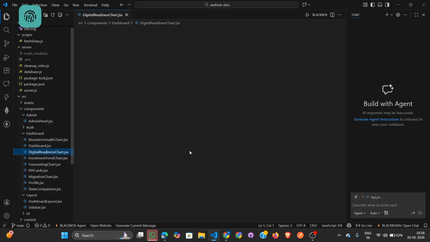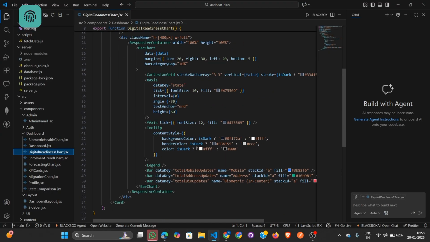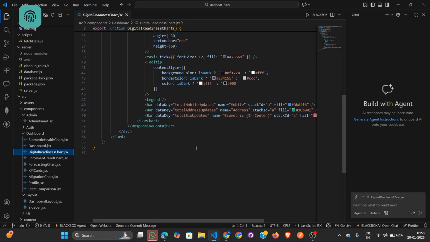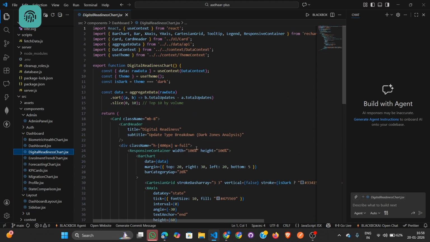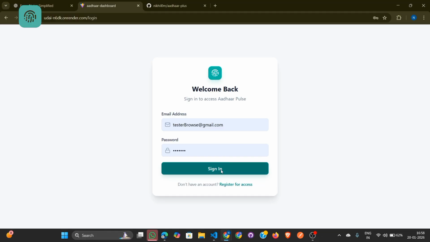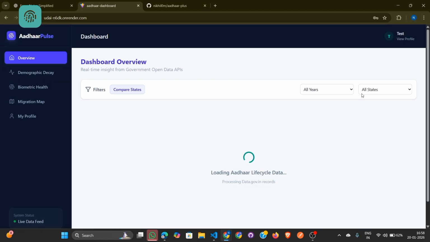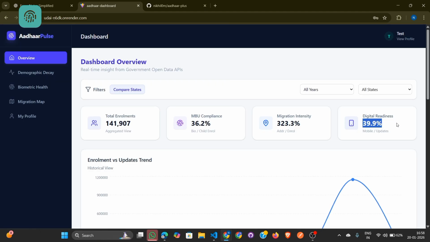But here comes the answer, the impact, and the conclusion. Finally, we looked at digital readiness. We identified dark zones where mobile linkage is under 15%, where pushing online services will fail. These areas need physical camps.